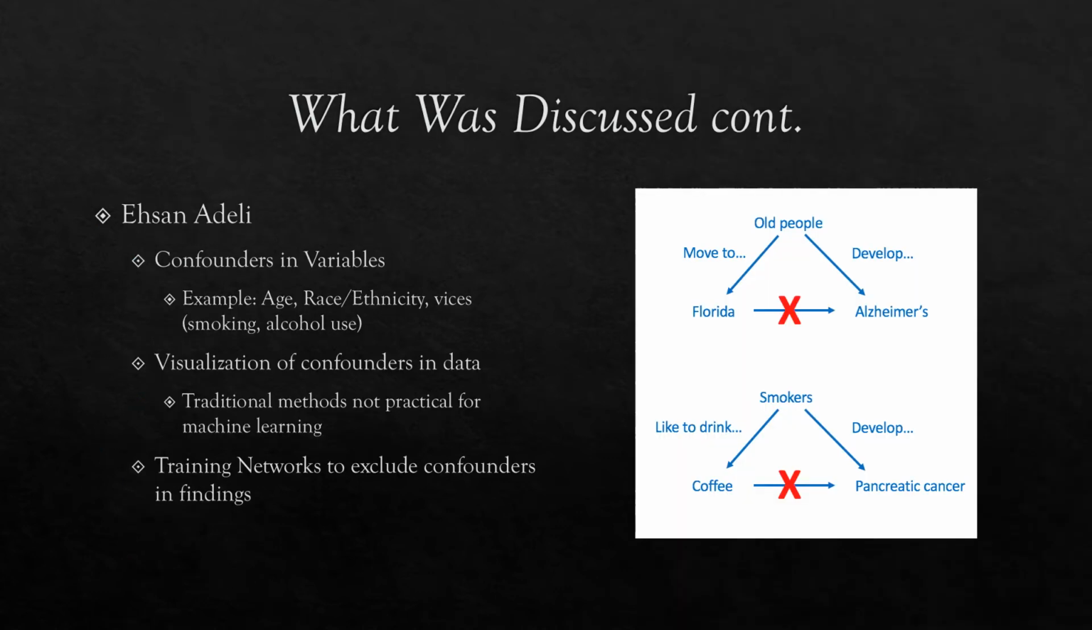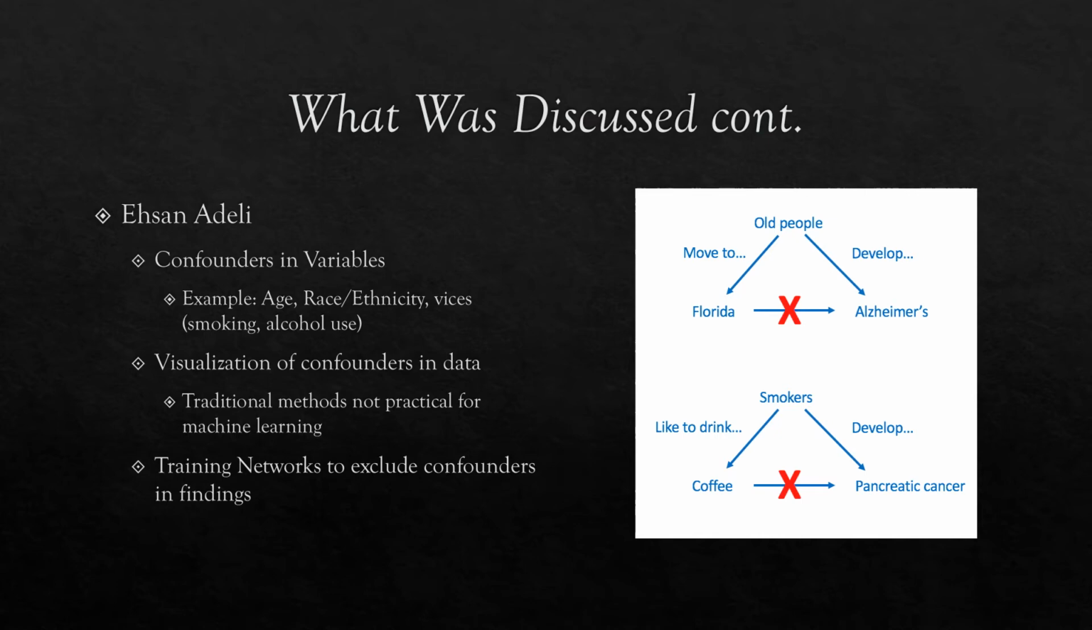So Ishan Adeli, he talked about how confounders and variables can lead to misrepresentation of data, and he gave a little bit of an example of what a confounder is. He gave the example of age and race and ethnicity, and vices such as smoking and alcohol use.